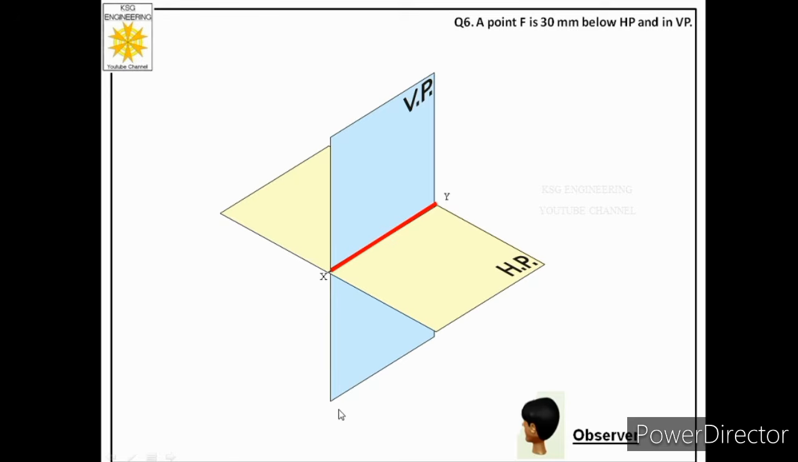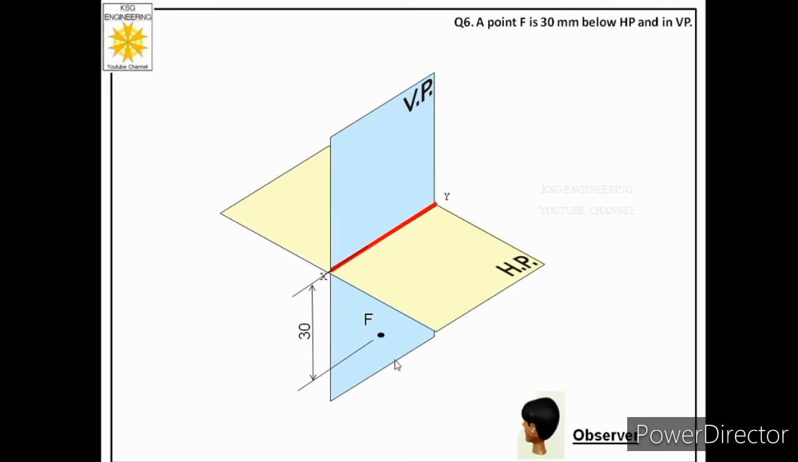And in the previous case, we have seen that if the point is in a particular plane, then the other plane has no role in deciding the views of that point. It means in this case also we will ignore HP. Okay, now let us show the position of the point. So this is the position of point F in the vertical plane, which is below HP, and it is 30 mm below HP.